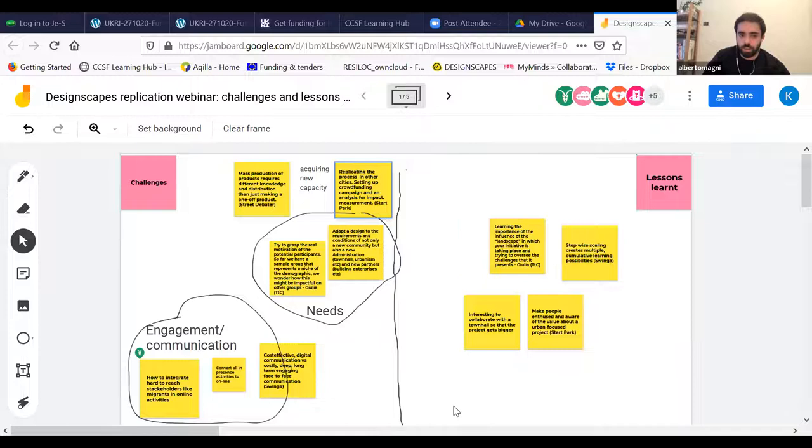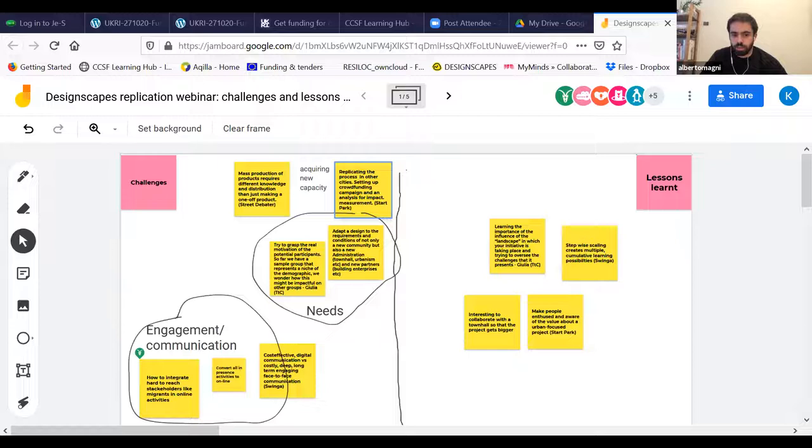Someone from Stark Park mentioned replicating the process and how to approach it with a different strategy for crowdfunding, for example, and also what new knowledge is required in the case of Tomo Street Debater when it comes to mass production. So a different way to scale the one product that I imagine you initially had. These are the three themes. Kirsten, then we can pass on to discuss each of them.